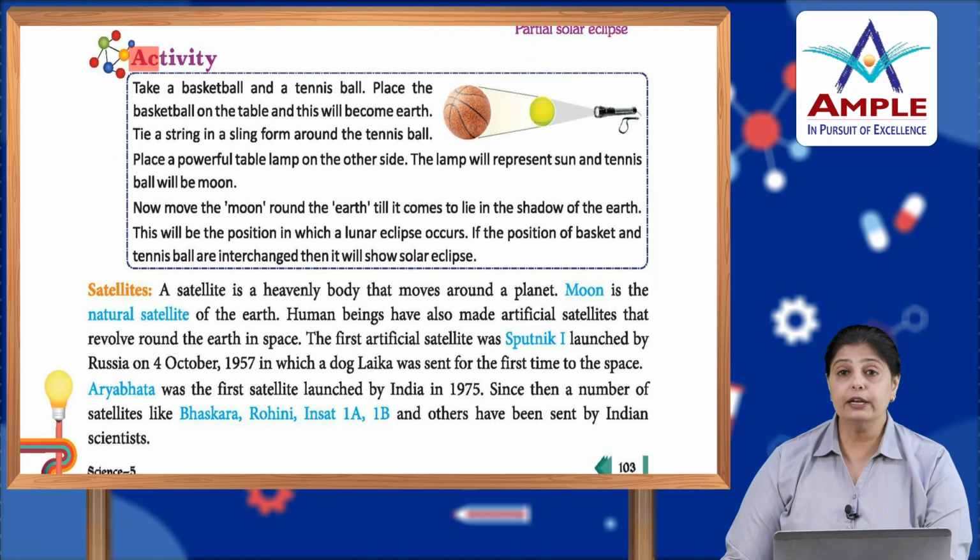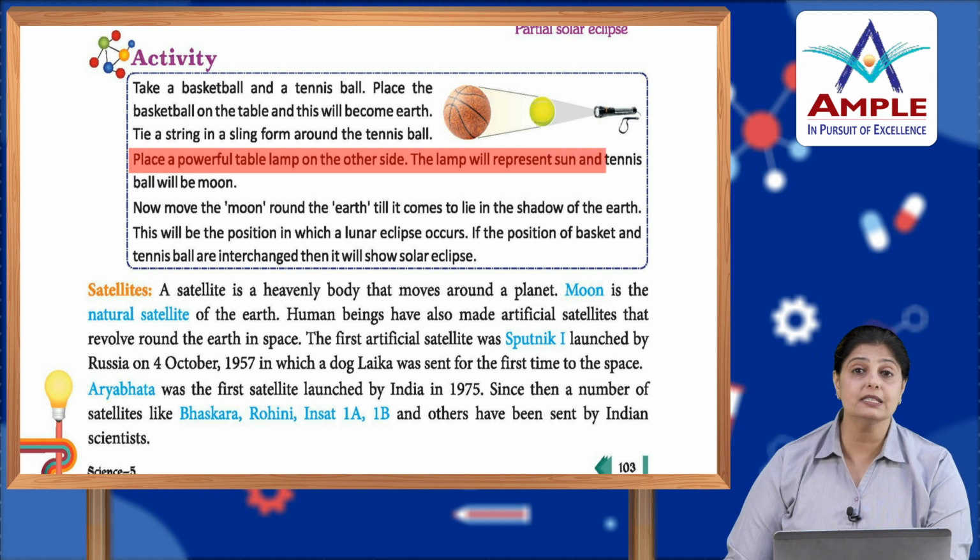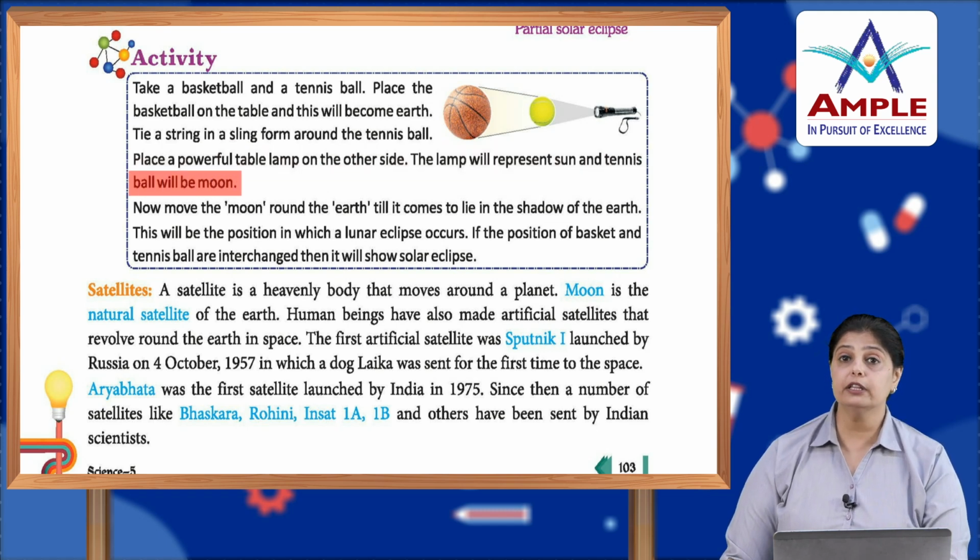Now, try doing this activity. You take a basketball and a tennis ball. Place the basketball on the table and this will become the Earth. Tie a string in a sling form around the tennis ball. Now, place a powerful table lamp on the other side. This lamp will represent whom? It will represent the sun and the tennis ball will be the moon.